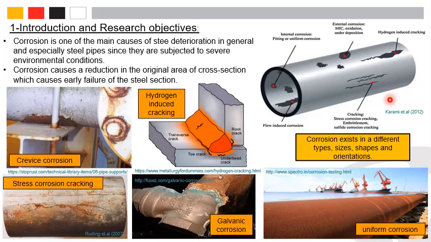There are many types of corrosion, as we can see. Crevice corrosion, which happens near bolts and washers. Hydrogen-induced cracking, which is another type of corrosion that happens in the weld itself. Stress corrosion cracking, which happens when corrosion is combined with tensile stresses. Galvanic corrosion, when two dissimilar metals are in contact together. Or corrosion might be a uniform corrosion throughout the whole cross section.